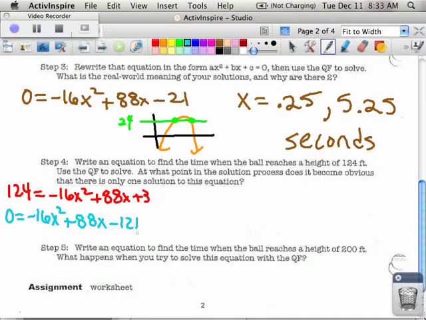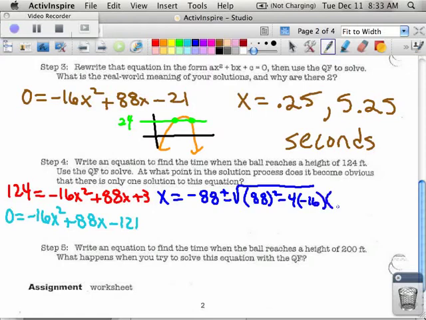So at this point in time, I could do what I just did with the previous part in step 3, put it in my calculator, find the zeros that way if I want to, or I can use the quadratic formula at this point. So if I use the quadratic formula, my x will be equal to the opposite of b, plus or minus the square root of b squared minus 4 times the a times the c. What was my c? Negative 121. Holy mackerel. All over 2 times my a.